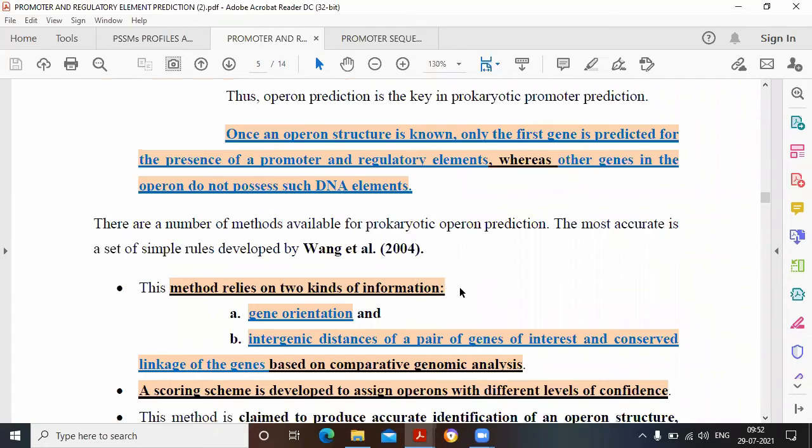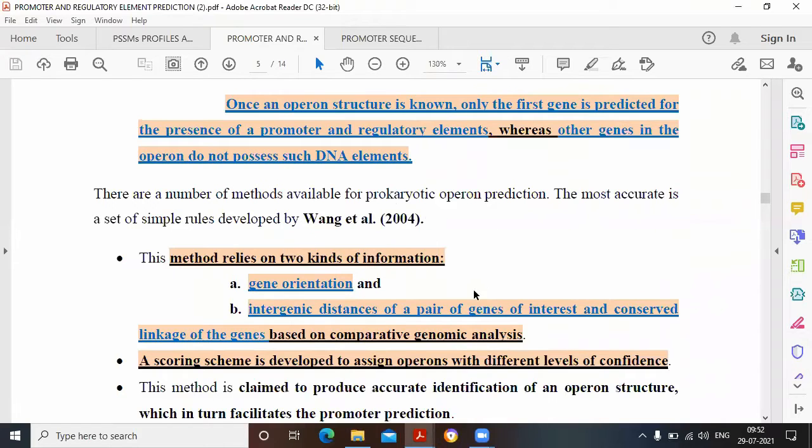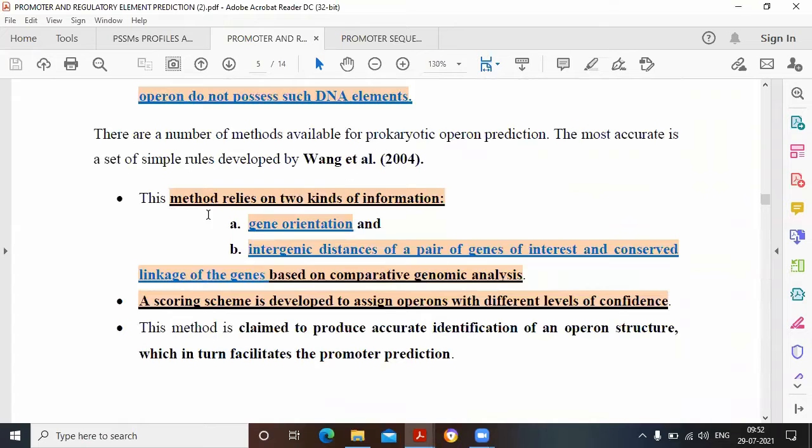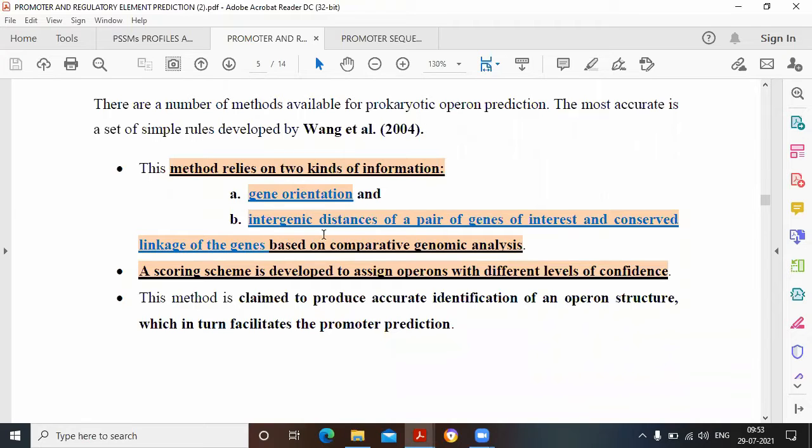And for the prokaryotic system, as per Wang et al. 2004, Chinese researchers, the prediction process he mentioned was published in the Nature journal. Whatever process he has mentioned, we are following for all kinds of ab initio based algorithm approaches. The method he explained relies on two kinds of information: one is the gene orientation, and the second is the intergenic distance of a pair of genes of interest and conserved linkage of the genes based on comparative genomic analysis.